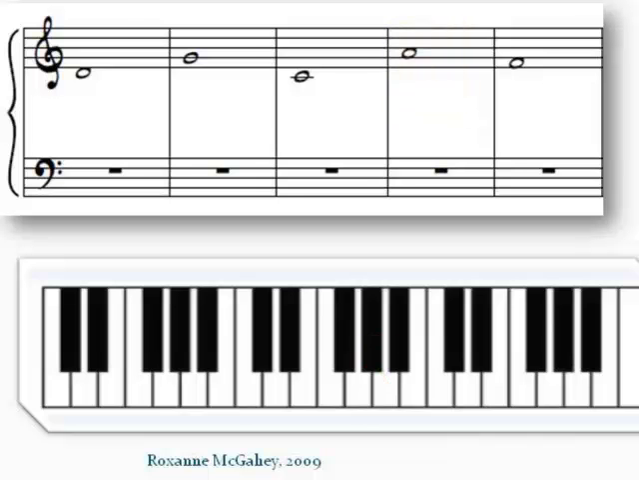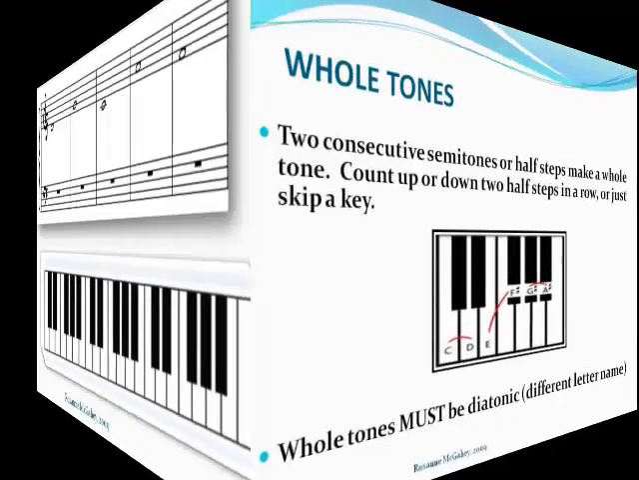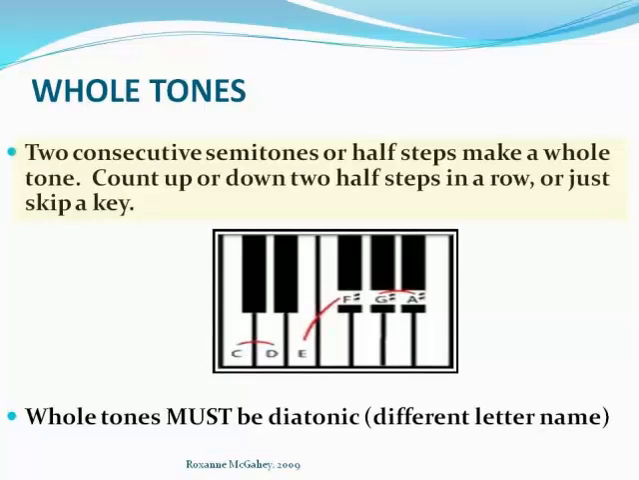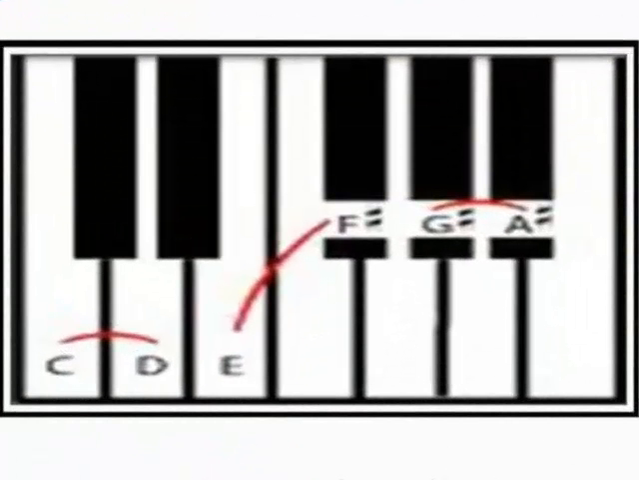A whole tone is simply two half steps or two semitones. All you need to do is to remember to skip a key. C to D is a whole tone because there's a black key in the middle. D to E is also a whole tone because there's a black key between them. E to F sharp is a whole tone because there's a white key between the two notes.